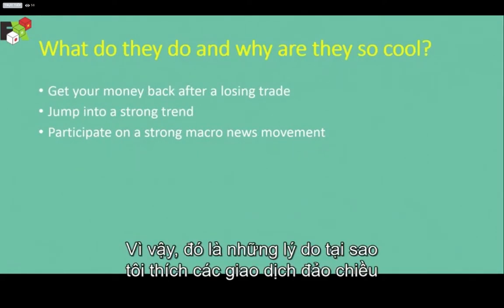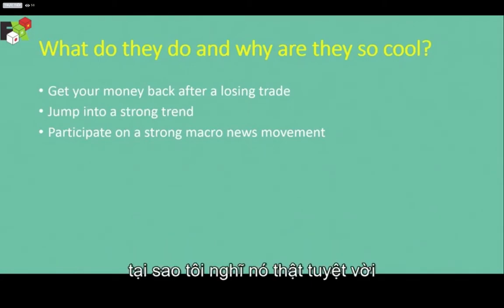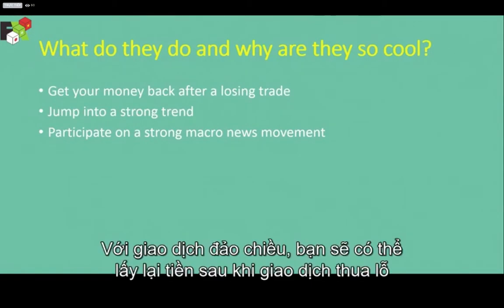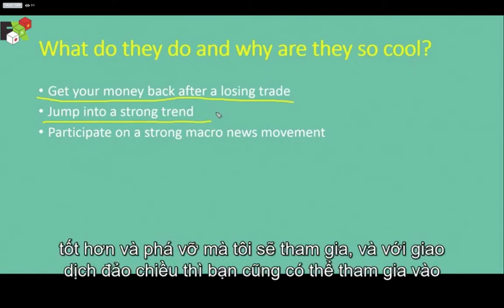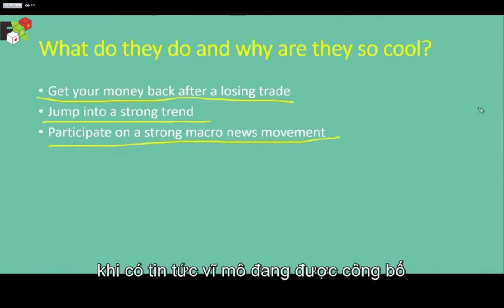So those are the reasons why I like the reversal trades, why I think they are so cool. With the reversal trades, you will be able to get your money back after a losing trade. You will be able to jump into a strong trend. This is sort of like a breakout strategy, but it's better than breakout, I would say. And with reversal trades, you will also be able to participate in a strong macro news movement.